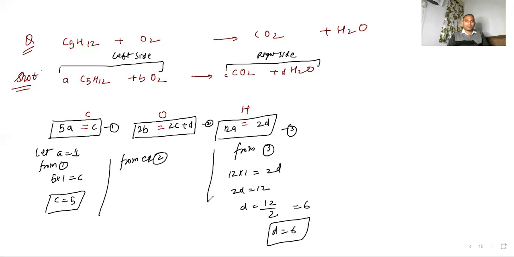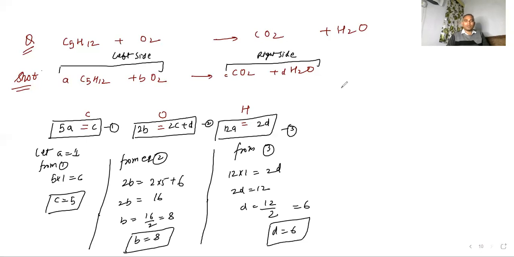Okay. So from equation 2, we can calculate 2B easily. 2B is equal to 2C plus D. C value we got 5 and D value we got 6, so it is coming 16. So 2B is equal to 16, so B is equal to 16 by 2, which is 8. So B is equal to 8. Now you plug the value.